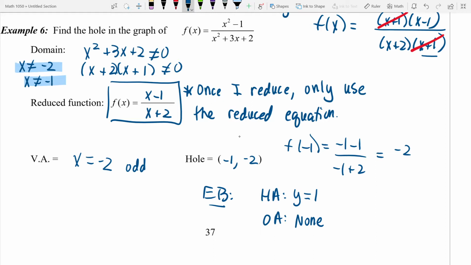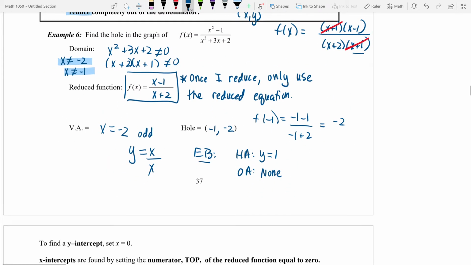So I plugged it into the original and I should have plugged it into the reduced. So that would give me, and that was to find the end behavior, y equals x over x, which still gives you a 1. So anyway, yay. Okay, let's draw a quick picture just to kind of put this all together.